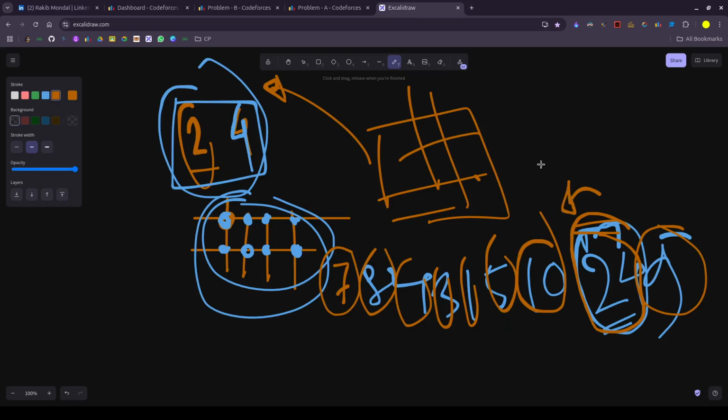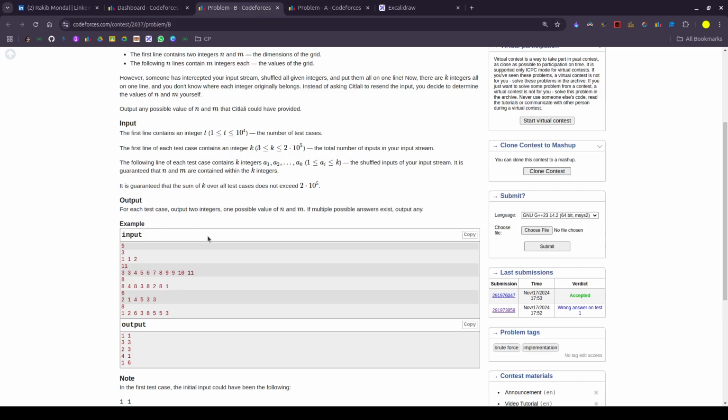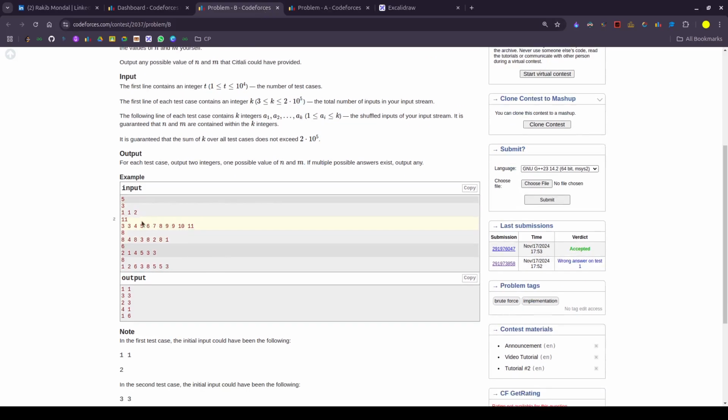If we break down one test case, this will be more clear. Let's take the second test case.